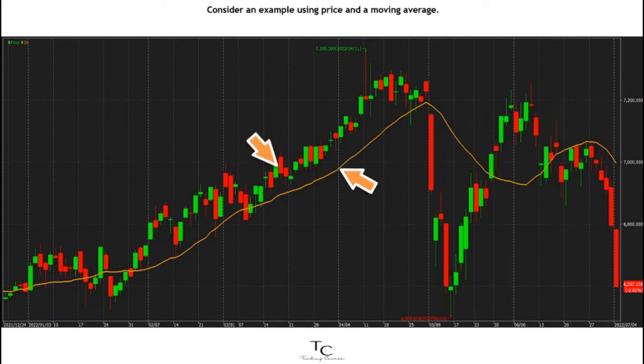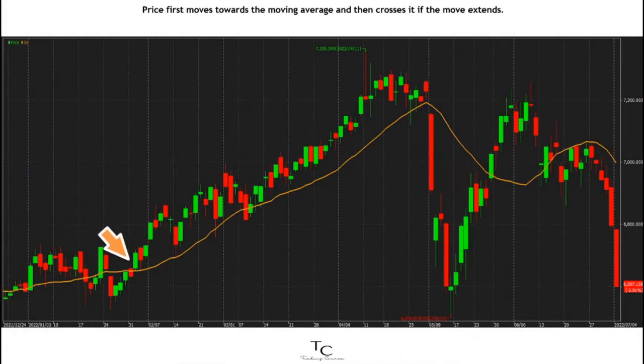Consider an example using price and a moving average. Price first moves towards the moving average and then crosses it if the move extends. Price, however, does not always cross the moving average to signal a trend reversal.